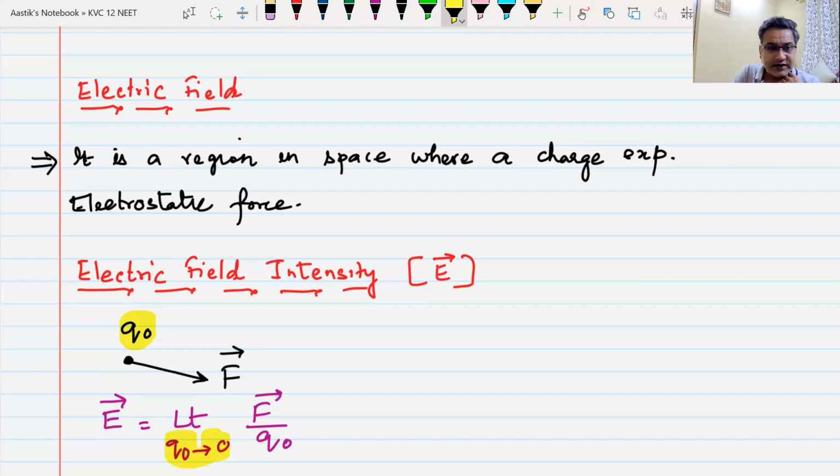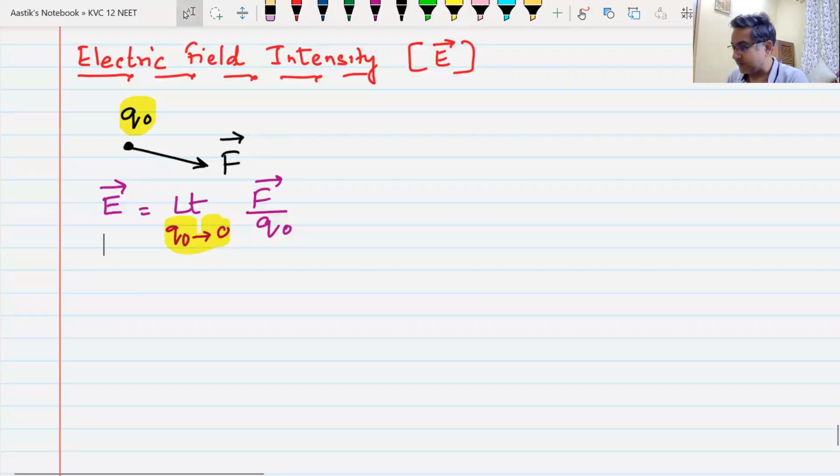Electric field intensity at any point is force per unit charge. Everyone understands this? Yes or no? Yes, sir. Force per unit charge is the electric field intensity. Now I can write this equation in a different way. How can I write this equation in a different way? This is the first way of writing this equation.